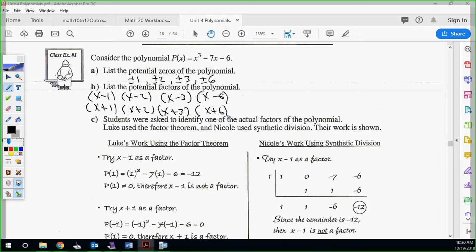So students are asked to identify one of the actual factors of the polynomial. Luke was asked to use the factor theorem, and Nicole was asked to do synthetic division. Their work is shown. Okay. So here's the process. Once you find one, it gets easier from there, because once you know one, then the multiple of that has to be similar.